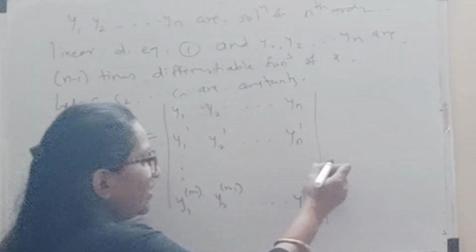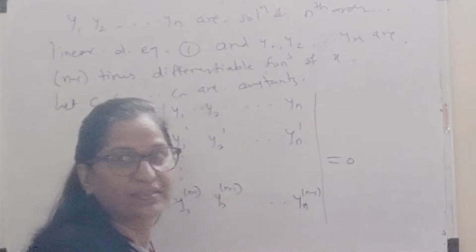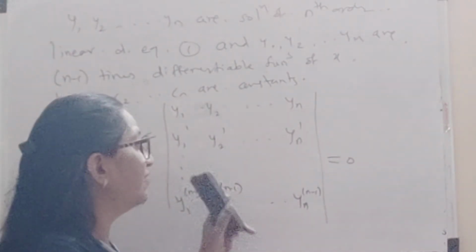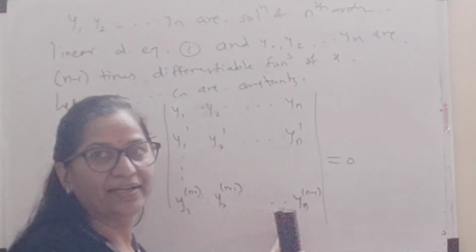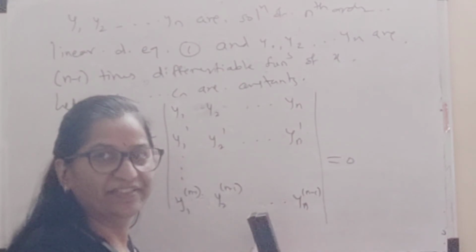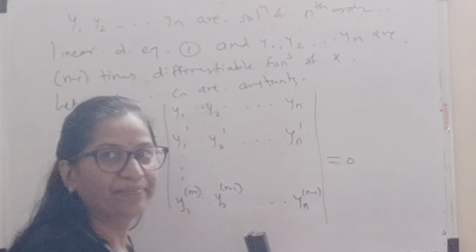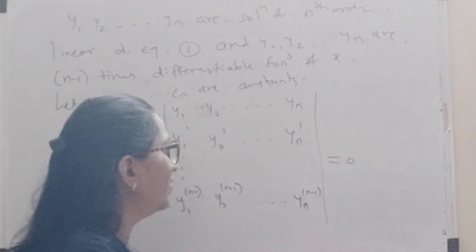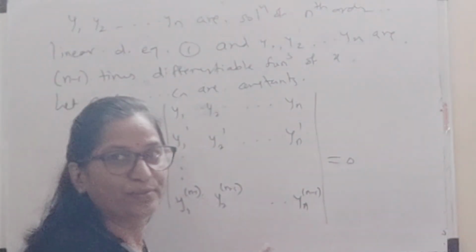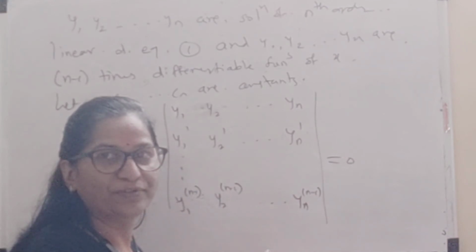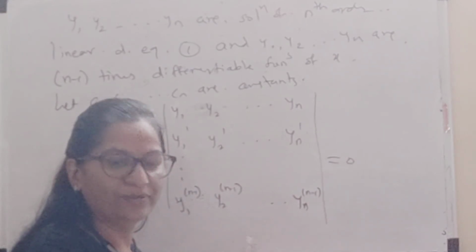Now if this determinant is equal to 0, then we say that y1 up to yn are linearly dependent. If it is non-zero, then we say that these solutions are linearly independent. So this is a simpler method to determine whether the given set of solutions is linearly dependent or not.